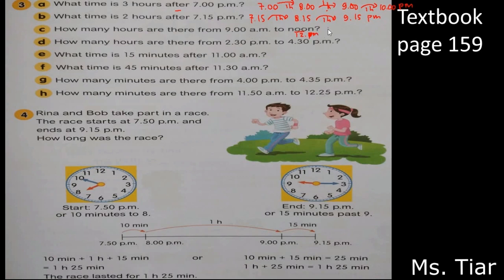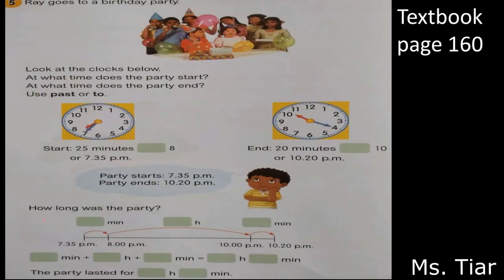So let's check. 9 to 10, 1 hour, right? Okay, and then 10 to 11, another 1 hour. 11 to 12 p.m., of course, we have another 1 hour. So we have all of them as 1, 2, 3. We get 3 hours. Now look at question number 5.